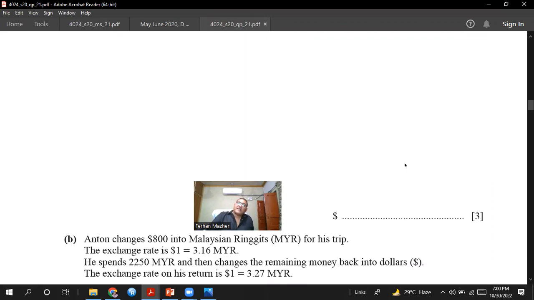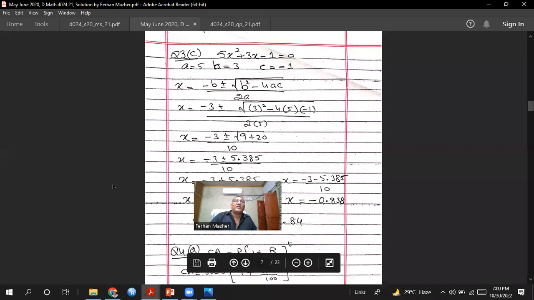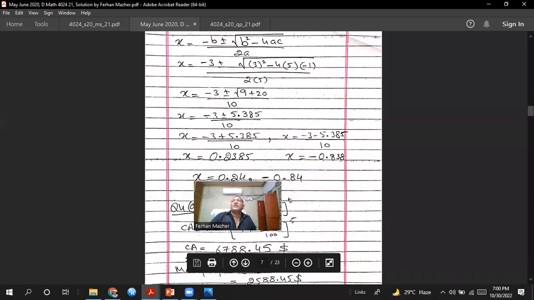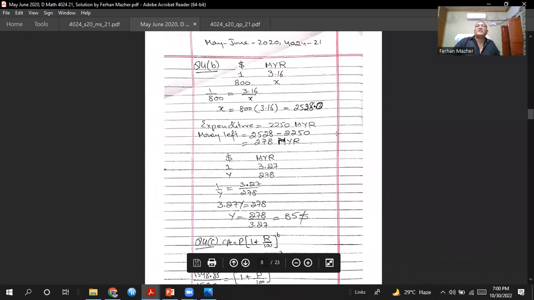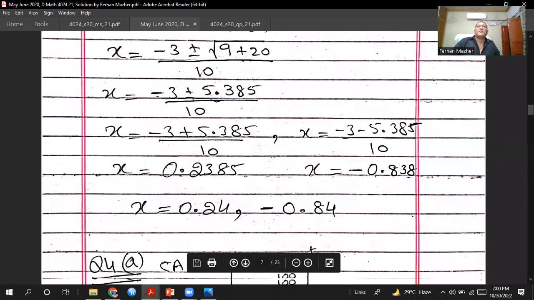So it's how much marks? 3 marks question. So the principal amount is $6,000. The time is 5 years. The rate of the compound interest is 2.5% per year. The compounding is done yearly. So I will find out the compounded amount, and from the compounded amount, I will subtract 4,200. So this is the strategy of doing this part. That's question number 4, part A. So here we go.